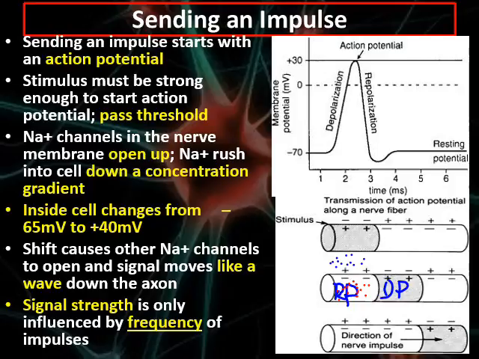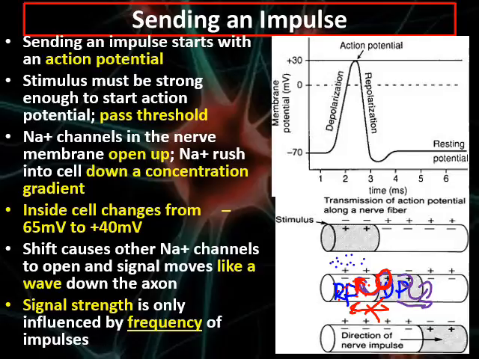And once again, this positive charge will affect this, and this positive charge will affect this. So we can continue this direction, but we can't continue this direction. It doesn't work that way. So this positive charge can't affect this negative charge, because we are in our refractory period.